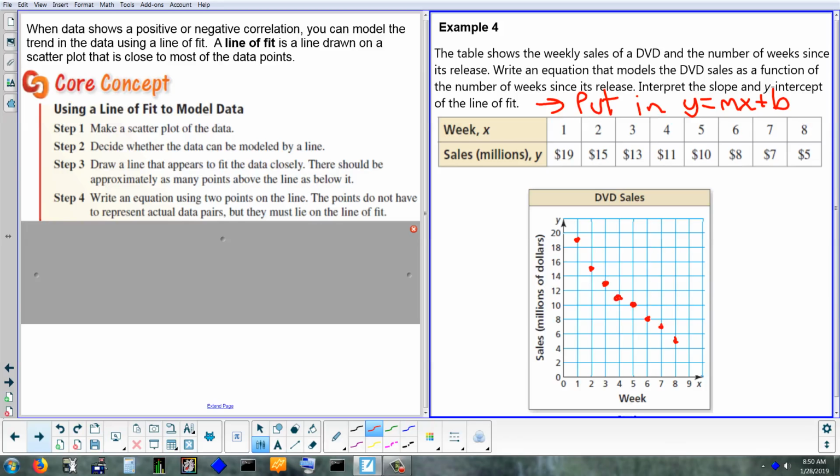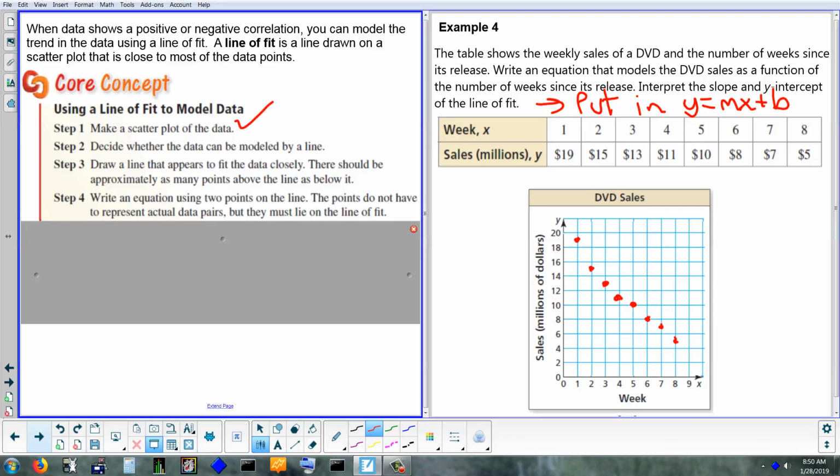Good, right? Okay. So, if we go back to our steps, we did step 1: make a scatter plot of the data. We did that. All right, plugged in all our points. Now, decide whether the data can be modeled by a line. Bethany, does that have a correlation? Does that have a little pattern, do you think? Yeah, it does, right? Is it going to be positive or negative? Negative. It's going to be a negative correlation, right? So yes, we agree. There's correlation there. All right, it's negative. So now we can draw our line of fit.